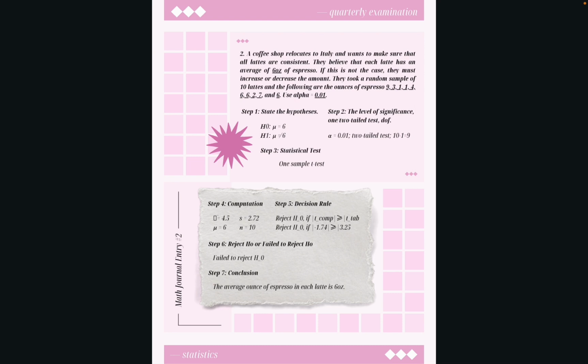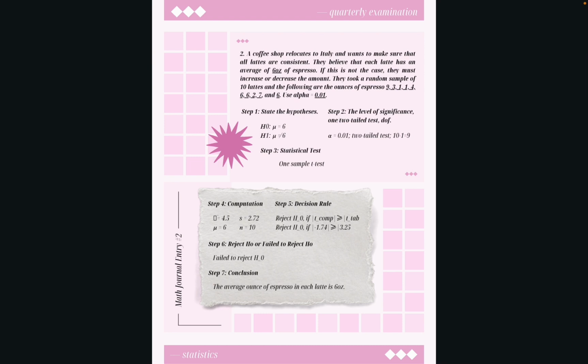Use alpha 0.01. Step 1, again, state the hypothesis. H0: mu is equal to 6, and H1: mean is not equal to 6. Step 2 is the level of significance, 1 or 2 tailed test, and the degrees of freedom. Alpha is 0.01, 2-tailed test, and the degrees of freedom is 10 minus 1, so 9. Step 3, statistical test, 1-sample t-test.